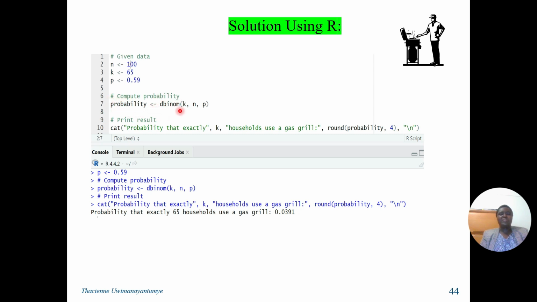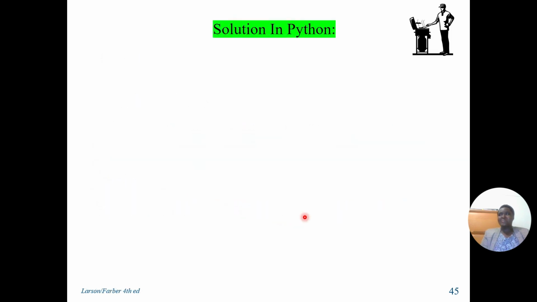The dbinom will give the probability, and you enter K and N and P, then you run, then you will get this value immediately. So this is R. The probability of having exactly 65 households using a gas grid is 0.0394. And another bonus, using Python.